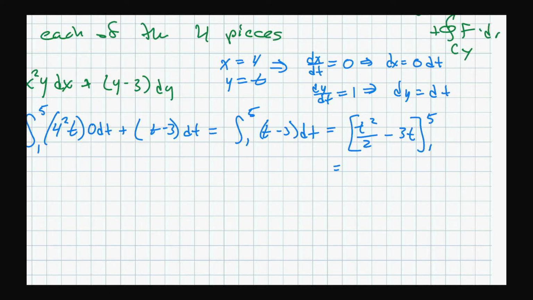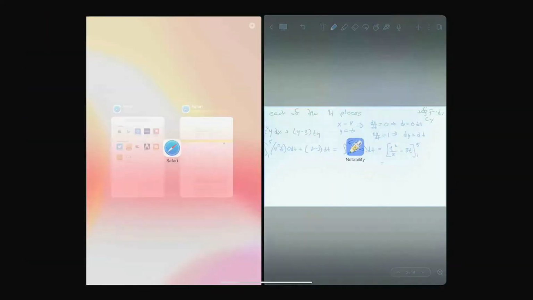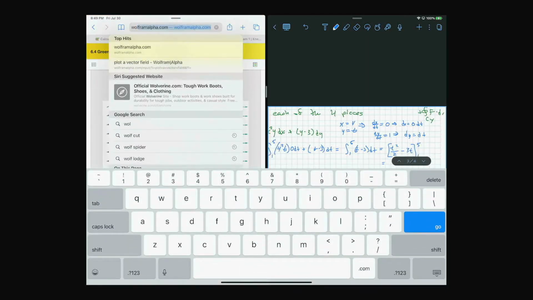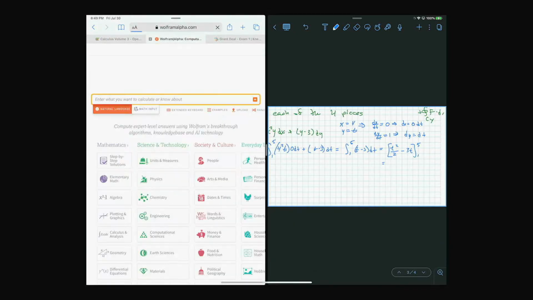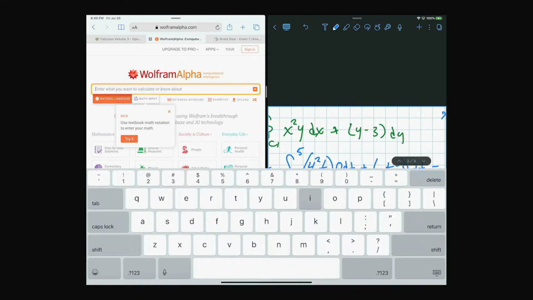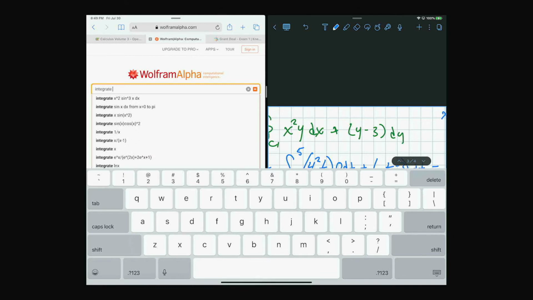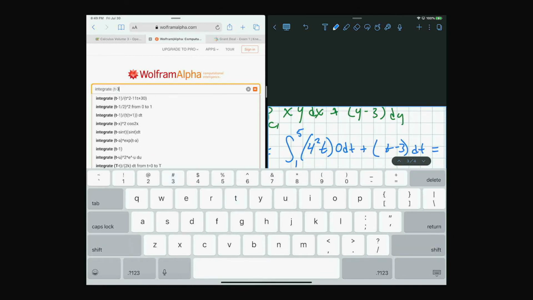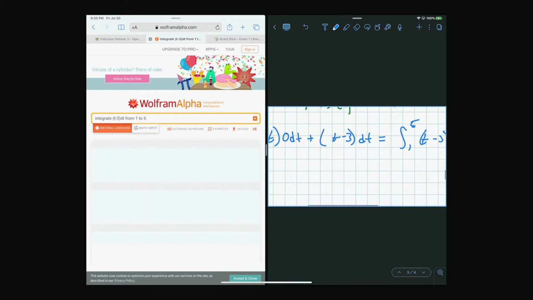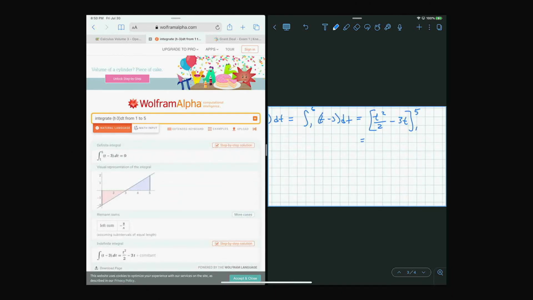But we may as well start doing this now, because I don't want to integrate all four of these, right? I'll set up the integrals, but I'm not going to integrate them all myself here. So let's go to Wolfram and get that ready. I'll just type it in here. I'll integrate t minus 3 dt from 1 to 5. Oh, 0. Weird. Okay.